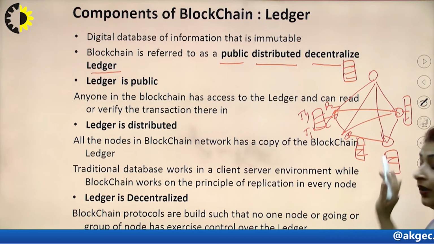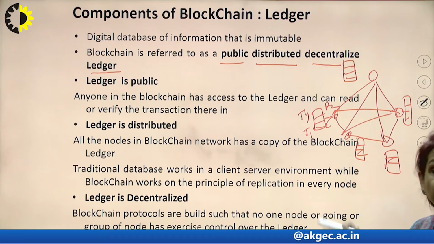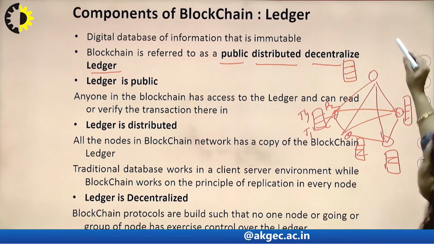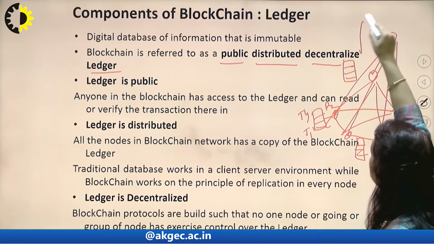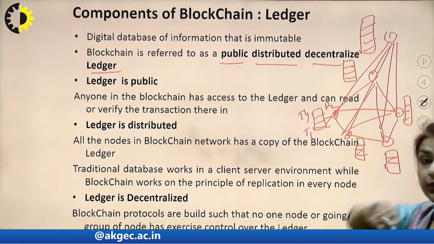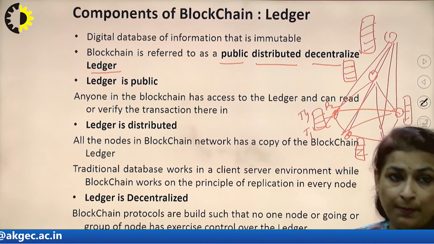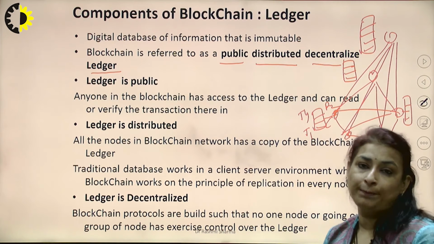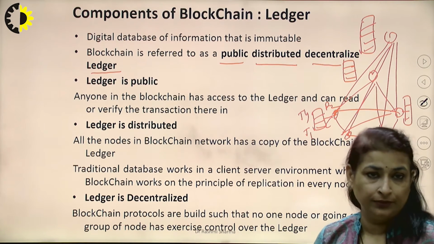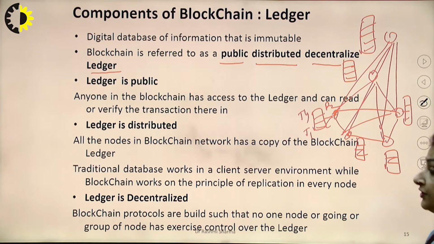Suppose these are five persons, or 5 nodes, in the blockchain. If a 6th node comes and joins, then they would share the local copy with this 6th node also. So this tells us that the ledger is public. Anyone can come and join this blockchain and have a copy of the local ledger. Then the ledger is distributed. Obviously, all the nodes in the blockchain have a copy of the blockchain ledger.